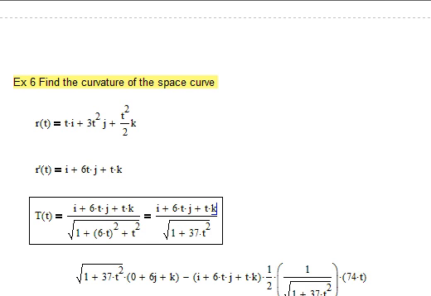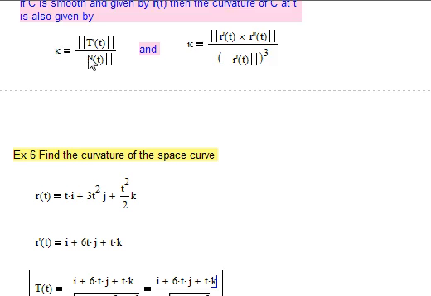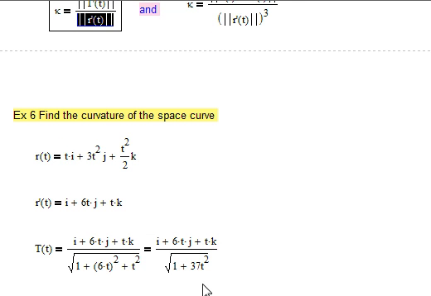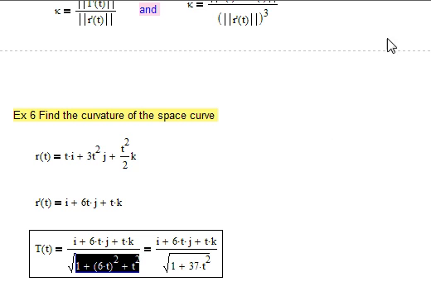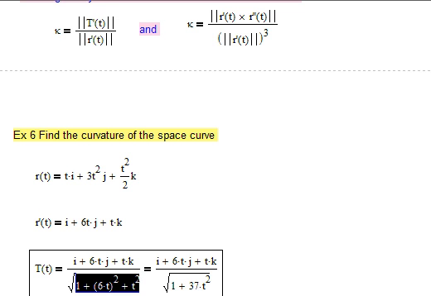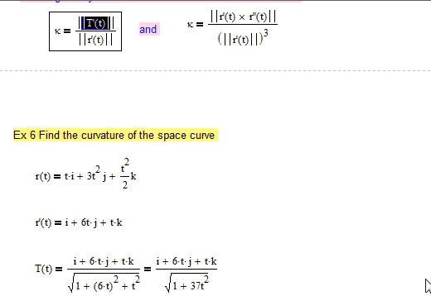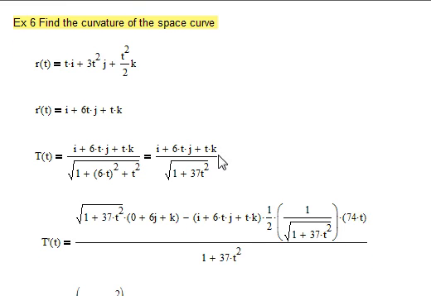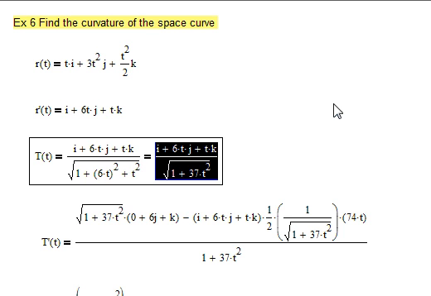But before I go too far into this, I'll need the length of r prime of t, which I think I already did, because that's what this is right here. So I have that, but what I don't have is the length of T prime of t, and before I find the length of it, I need to find what T prime is. So T prime of t would be the derivative of this vector valued function.